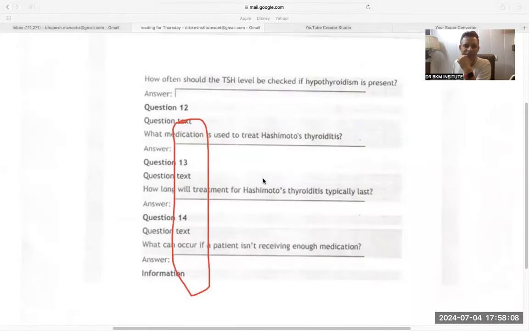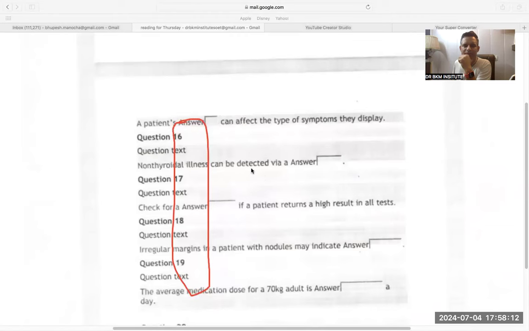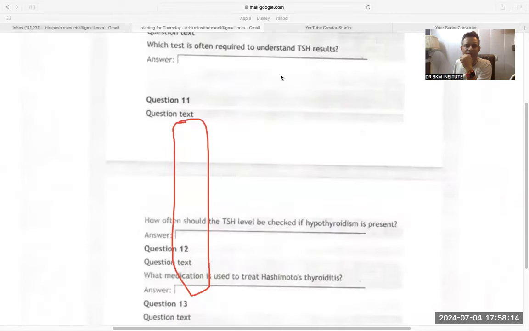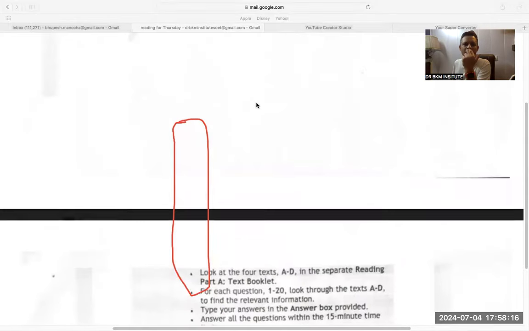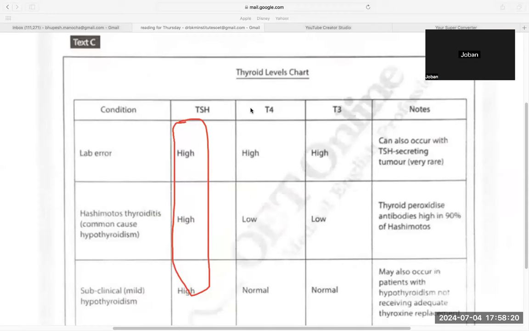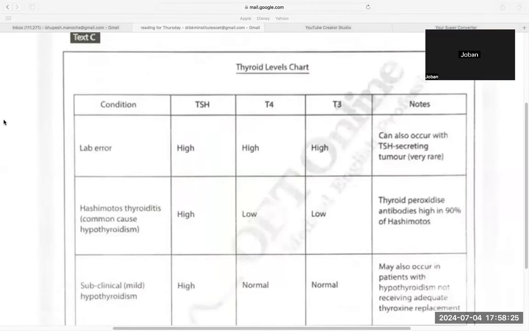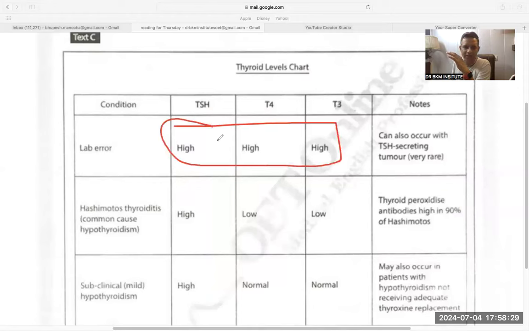Any other question apart from 17? What was the problem in question 17? What did you find as a problem? Sir, the answer is lab error. But we wrote TSH. No, that is the problem. See, high is over here as well as over here. There are two highs which are given. Check for a TSH or check for a lab error.